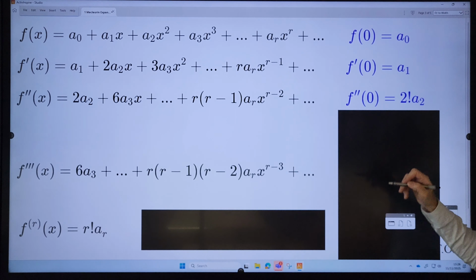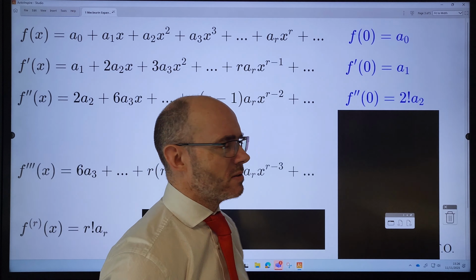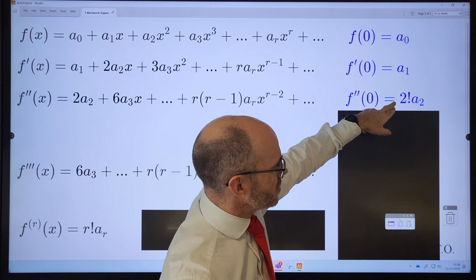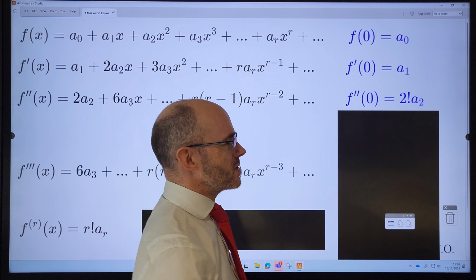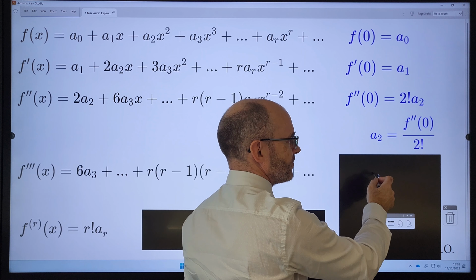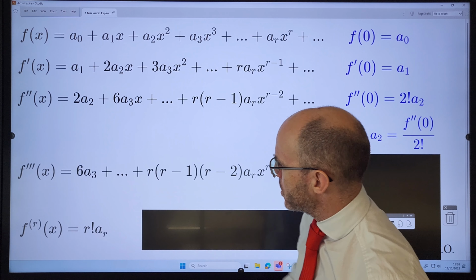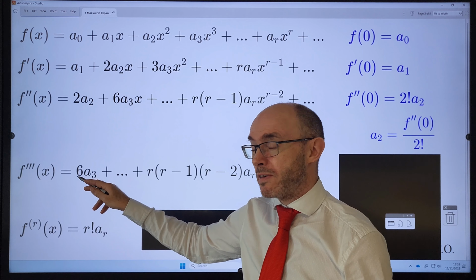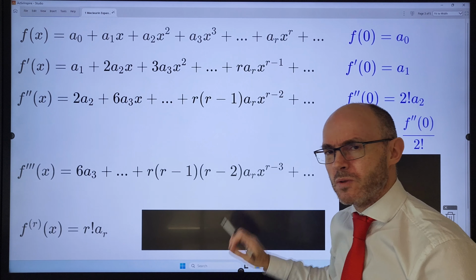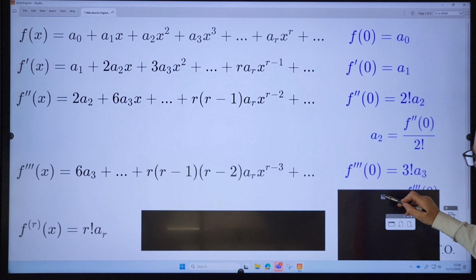But what I want to do is make a2 the subject. So I'll just rearrange that, and I'll get f double dash 0 over 2. And bear in mind the factorials that I said, it's better at this stage to write that as 2 factorial. And then the next one, here I've got 6, which of course is 3 factorial. When I put 0 into that, all the terms afterwards are going to be 0. So I'm going to end up with this result.